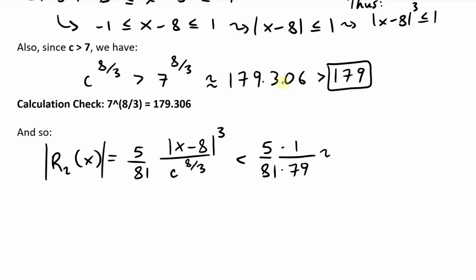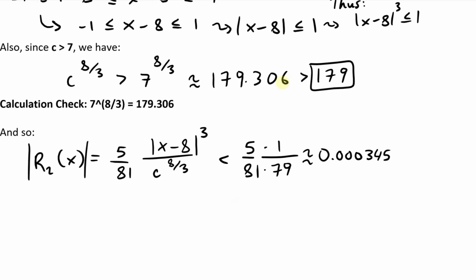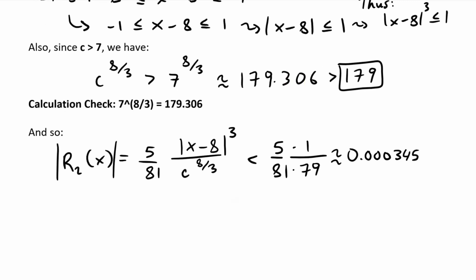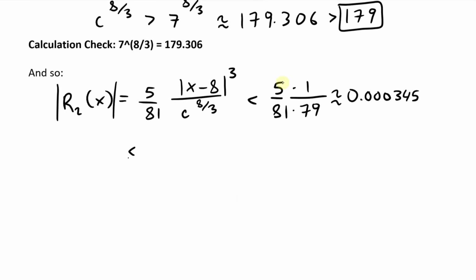And if you plug this into the calculator, what you'll get is 0.000, three zeros, and something like 345 rounded up. And this is less than 1. My calculus book just rounds up all the way to 4 to be very conservative. So less than 0.0004, like that. So that is our error.